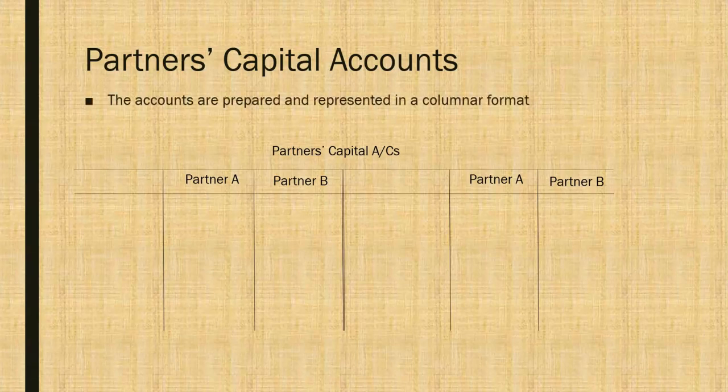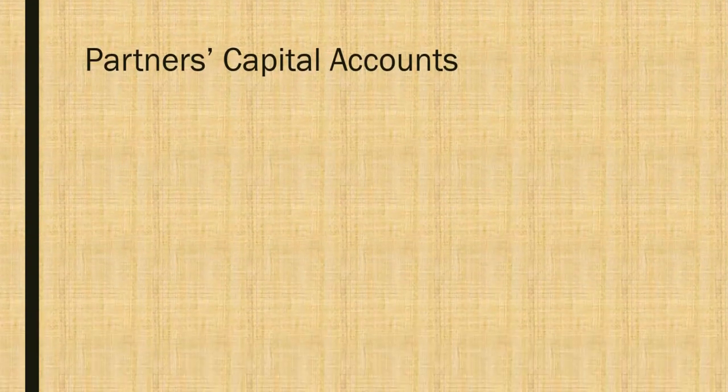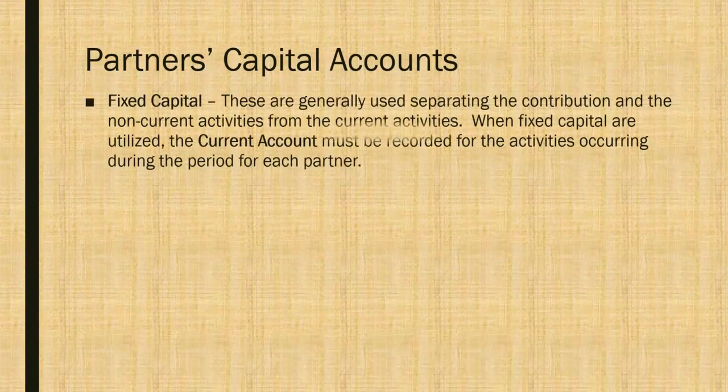So it's prepared and represented in a columnar format, and you have, as I said, the fixed capital account. Now, these are generally used for separating contribution and non-current activities from current activities. So the fixed capital account would generally just show what the person would have invested during the year and what their investment would look like. So it keeps showing that amount.